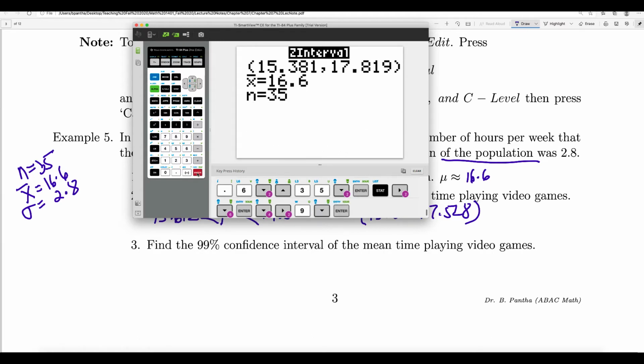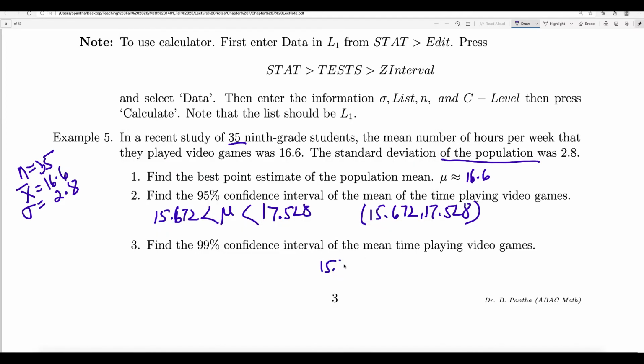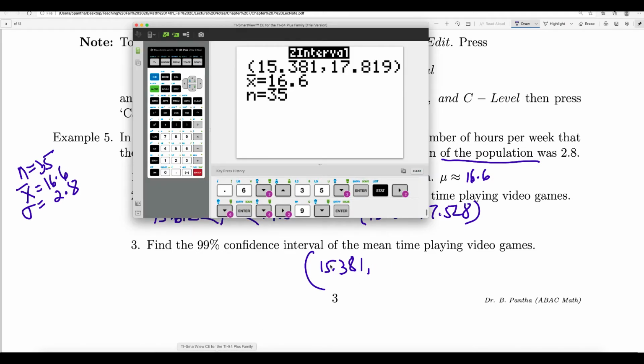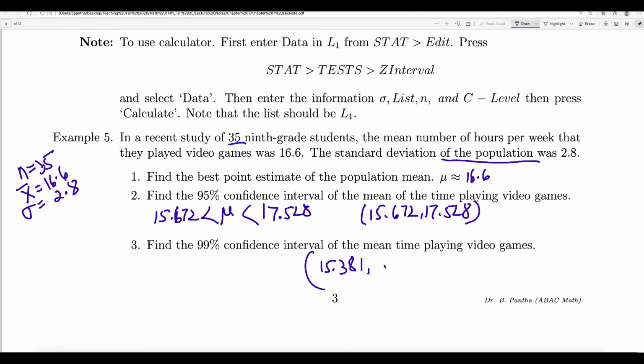You got 15.381. And then what is the other value? The other value was 17.819. Now from these two, we wanted to be more confident, right?